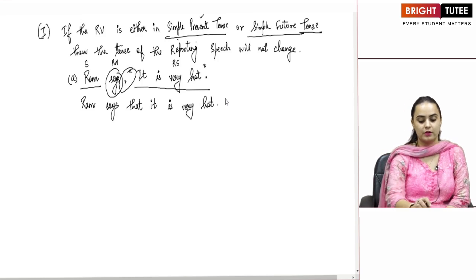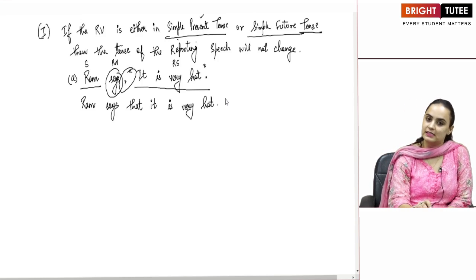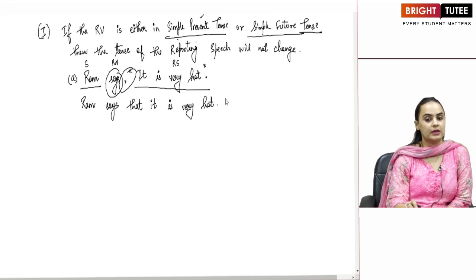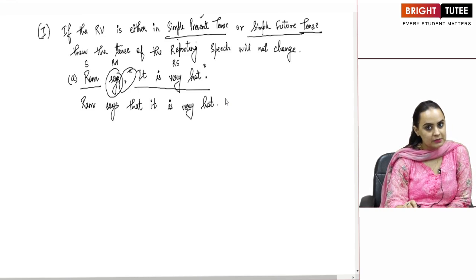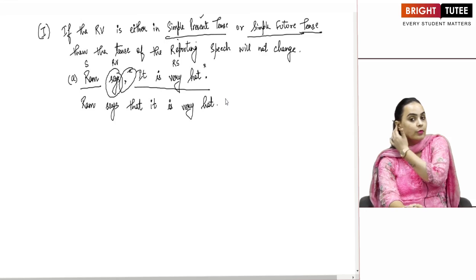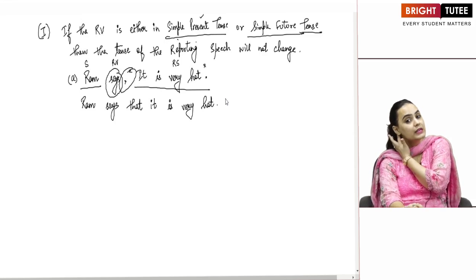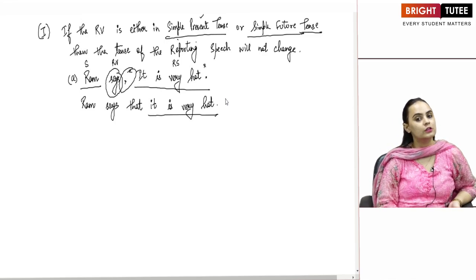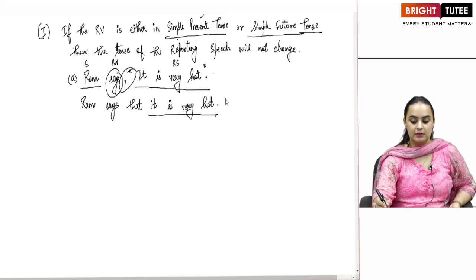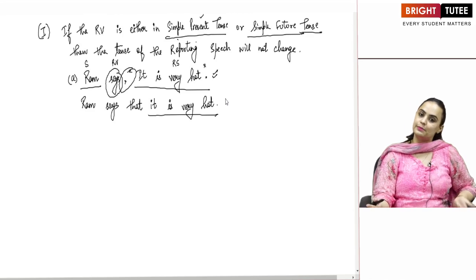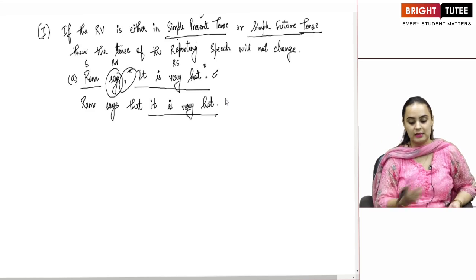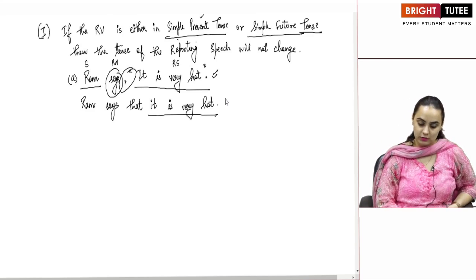What did I do? Speaker remains the same. Reporting verb remains the same. The commas are removed and we write that in place of it. Since my reporting verb is in simple present tense, the tense of the reporting speech will also remain the same. Here the reporting speech was in simple present: it is very hot. So here also it will remain the same. It is very hot only.